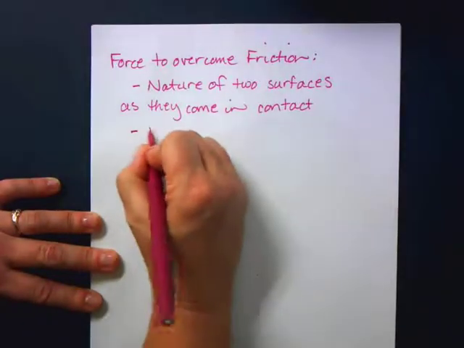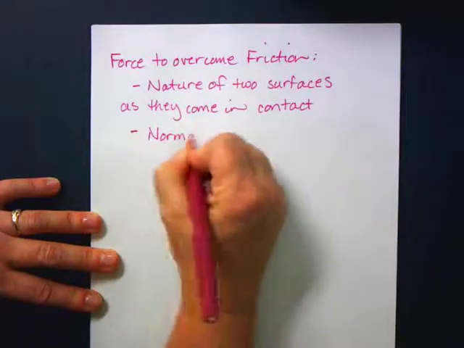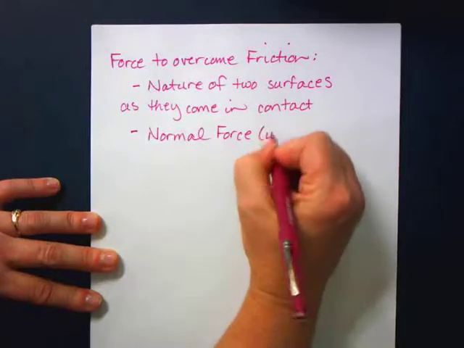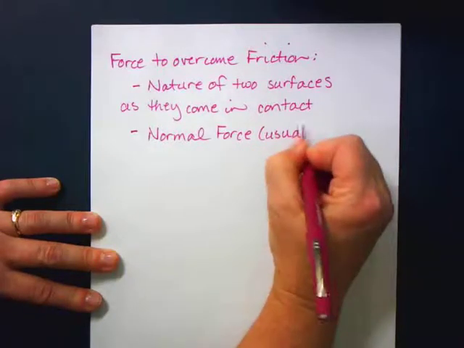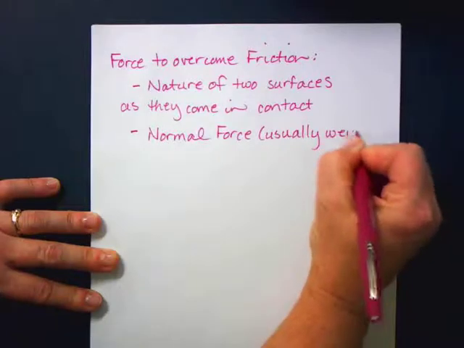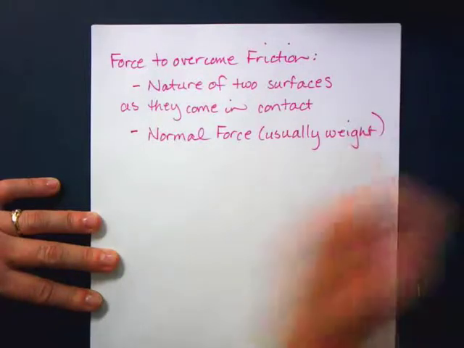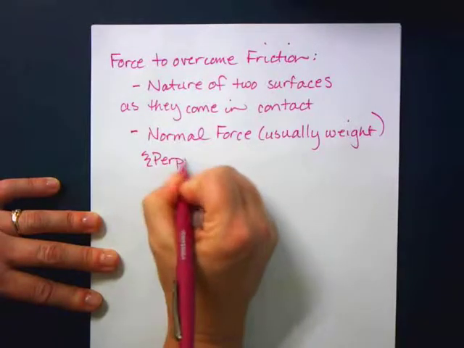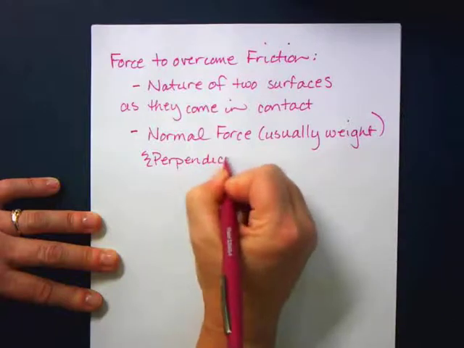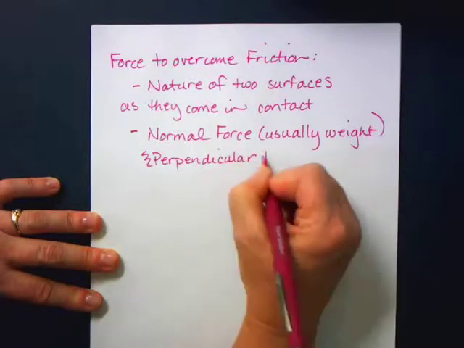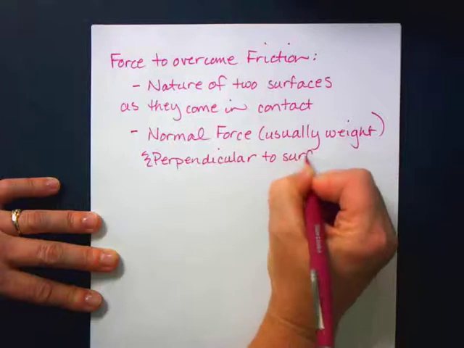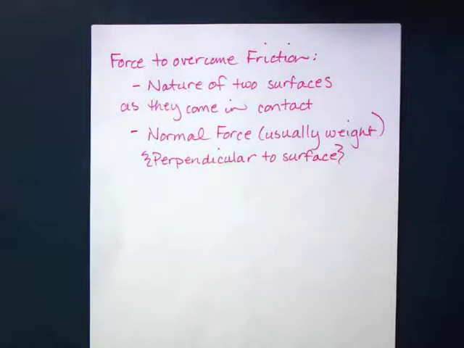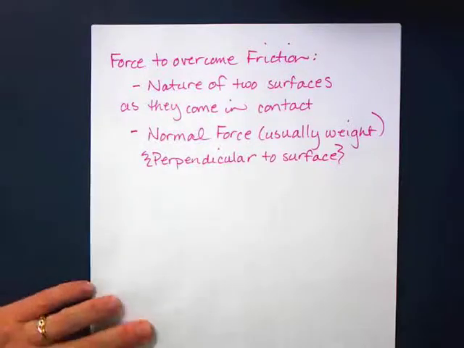The other thing that has an impact is the normal force. And the normal force is usually the weight of an object, but normal force is always perpendicular to the contact surface. So if a surface is horizontal, the normal force is usually the weight of the object. Okay?